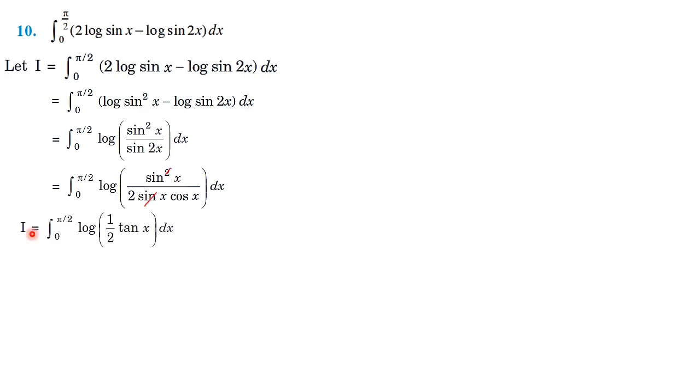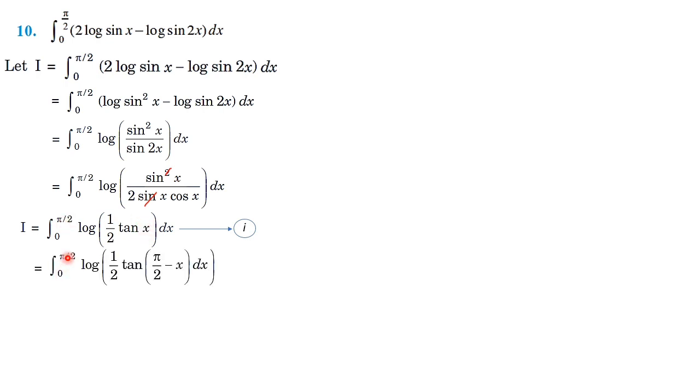That is, I is equal to integral 0 to pi by 2 log of 1 by 2 sine by cos, which is tan x, dx. Now this is the simplified form; let it be equation number 1. Now we will apply the property integral 0 to a f of x dx is equal to integral 0 to a f of a minus x dx. This means x is replaced and substituted as pi by 2 minus x.